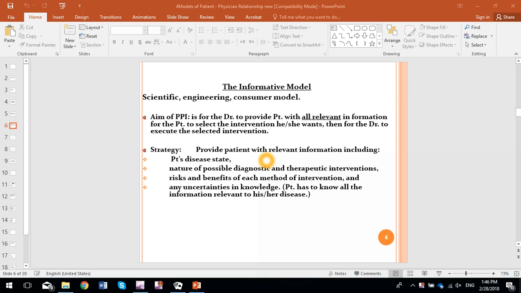And if there are any uncertainties in knowledge, like maybe a recent line of intervention is still debatable, or still in the experimental stage, or still not agreed upon by the total community of physicians, again, he has to inform the patient about any uncertainties in knowledge related to each line of treatment. Here, the patient has to know all the information related to his or her disease.